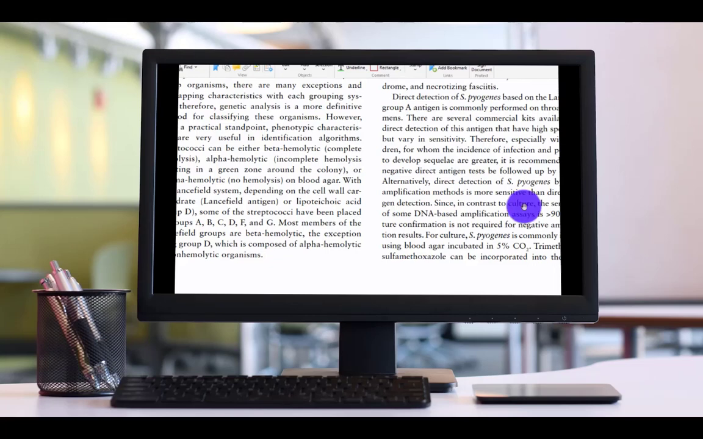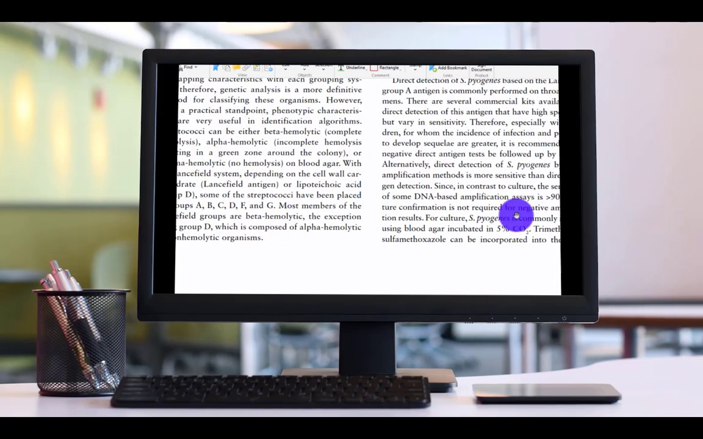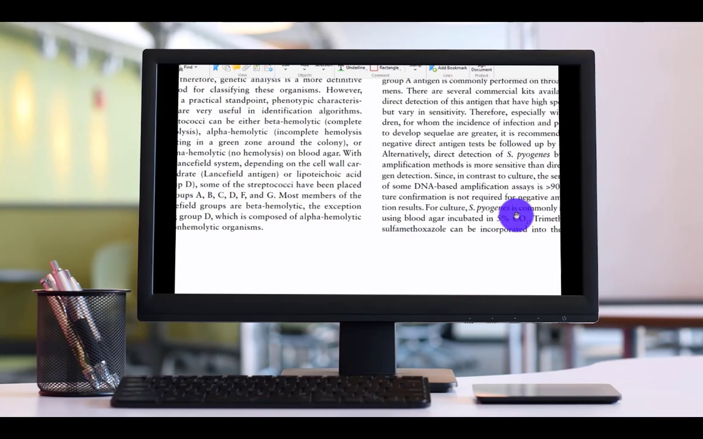Alternatively, direct detection of Strep pyogenes by DNA amplification methods is more sensitive than direct antigen detection, since, in contrast to culture, the sensitivity of some DNA-based amplification assays is more than 90%. Culture confirmation is not required for a negative amplification result.